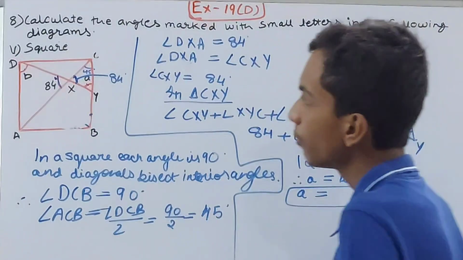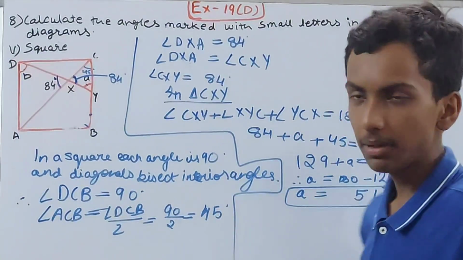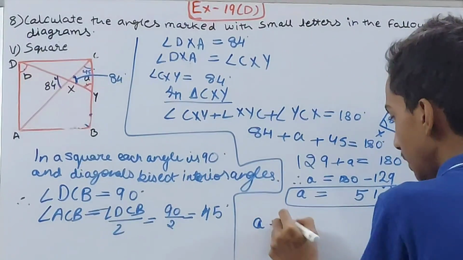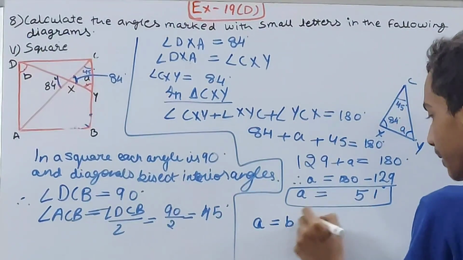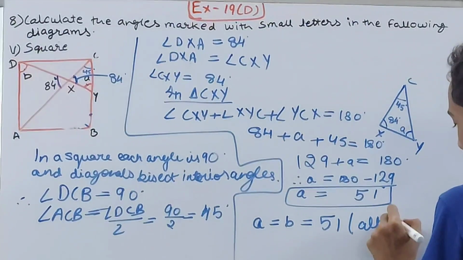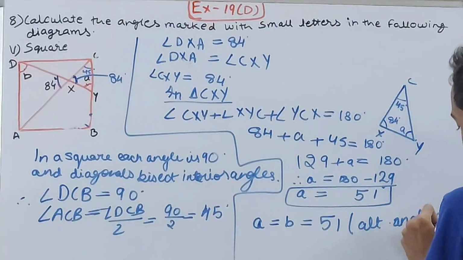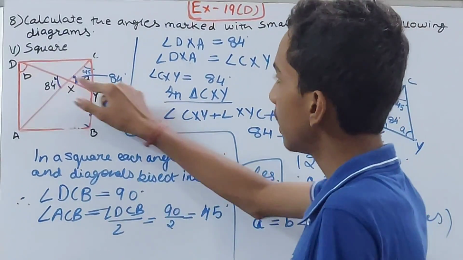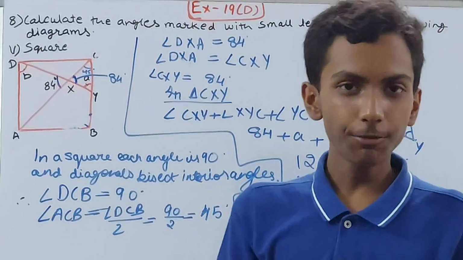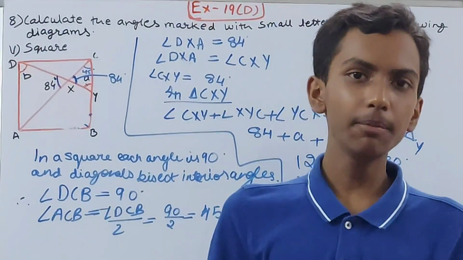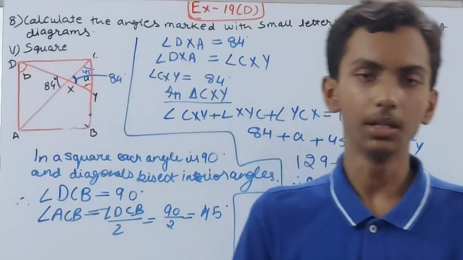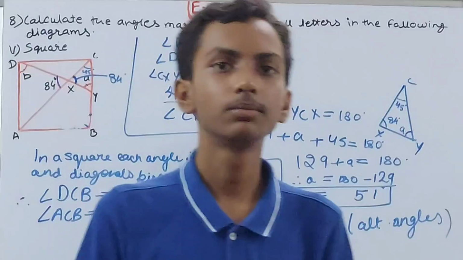Now look, you have to find B also. So what will be the measure of B? A will be equal to B, that will be equal to 51 degrees. Why? Because they are alternate angles of each other, right? Angle A and angle B, you can see they are forming a pair of alternate angles, therefore they will be equal. So A will be 51 also, and B will also measure 51 only. Let's move on to the next part.